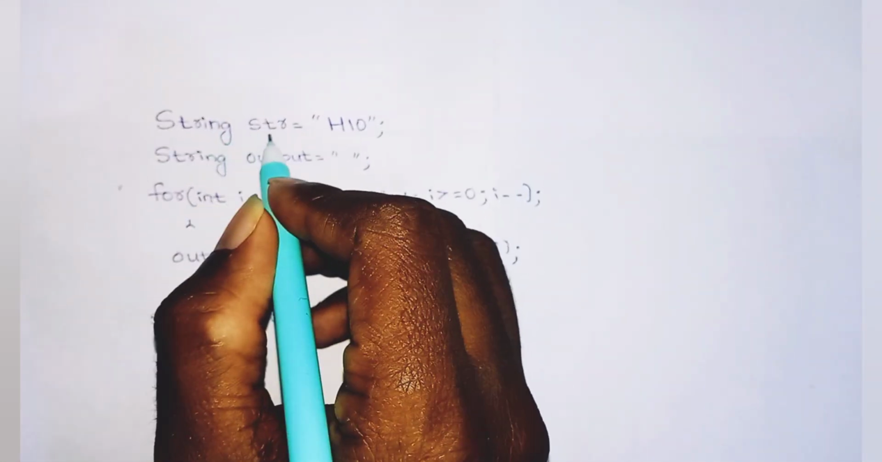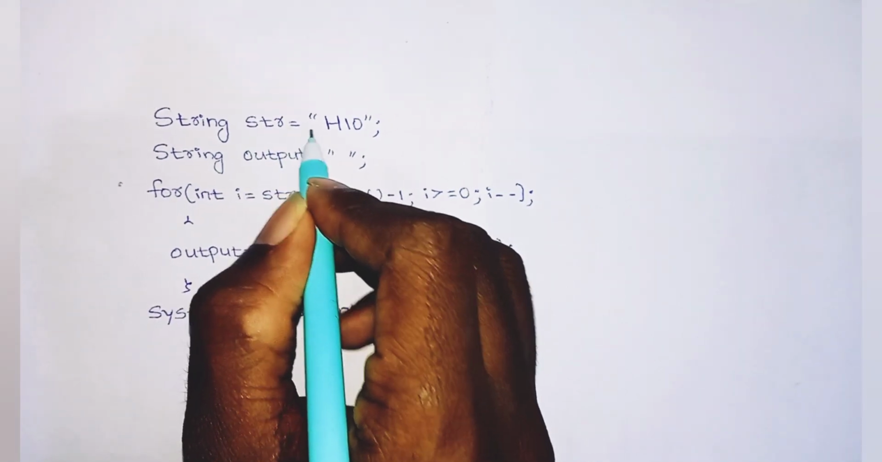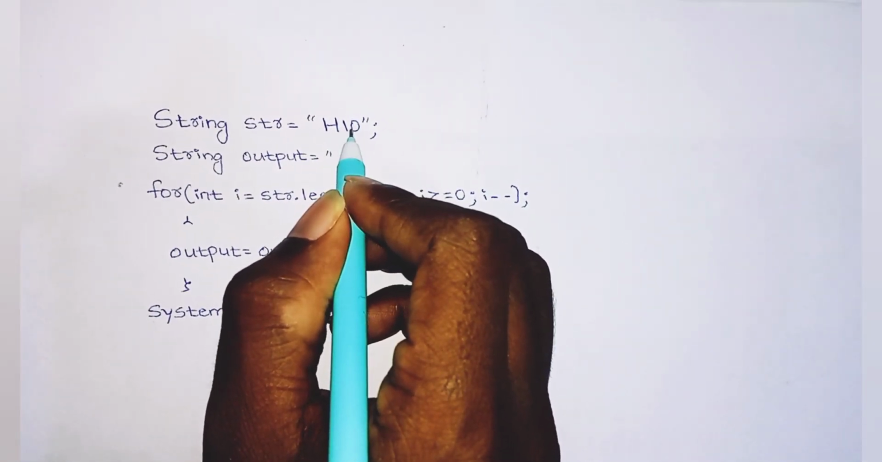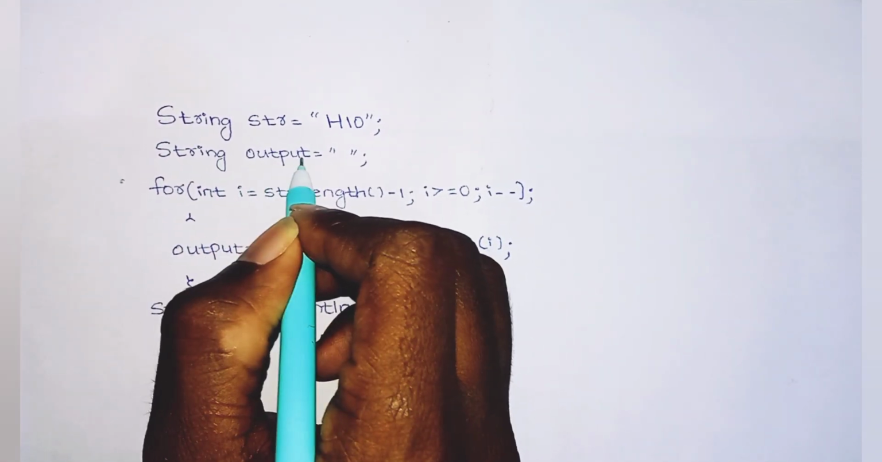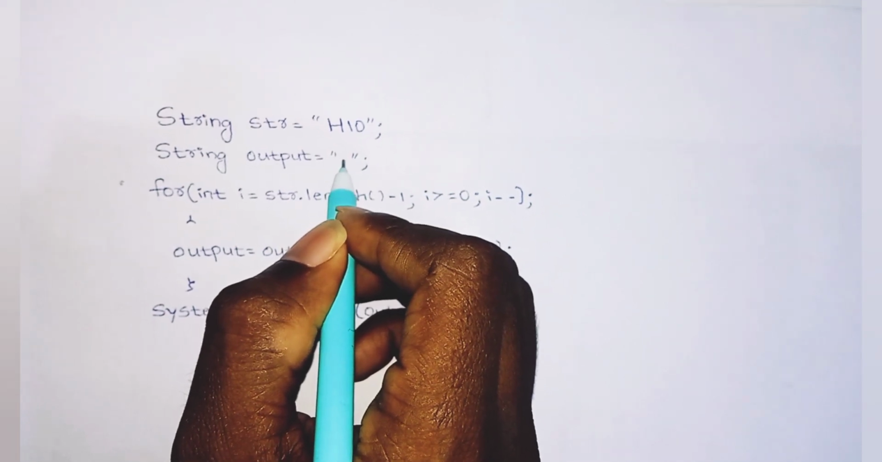I have taken str, which is a variable of type String. In it I have stored the string hello. Next I have taken another variable of type String. The variable is output, and I am keeping it empty, so it is an empty string.